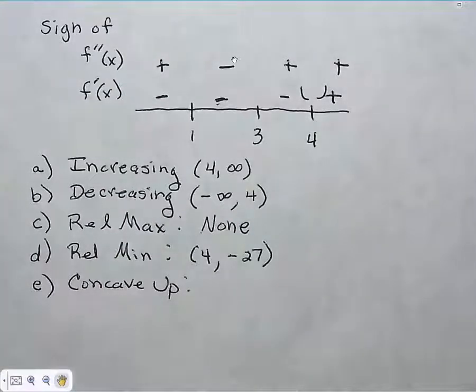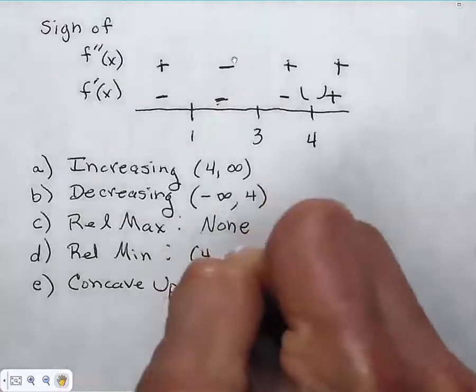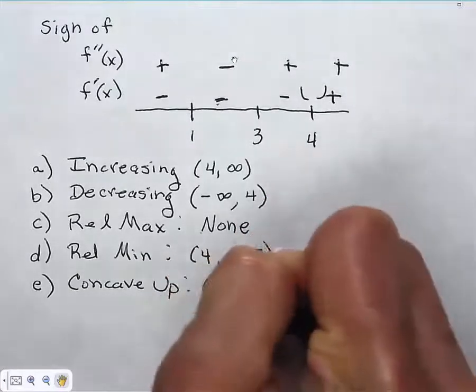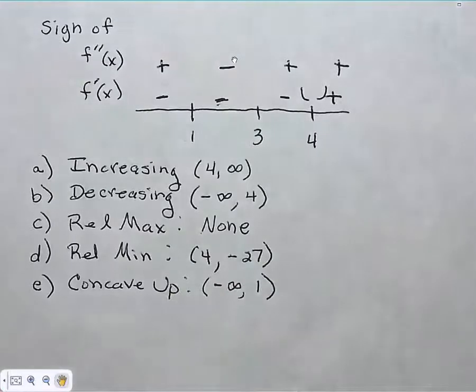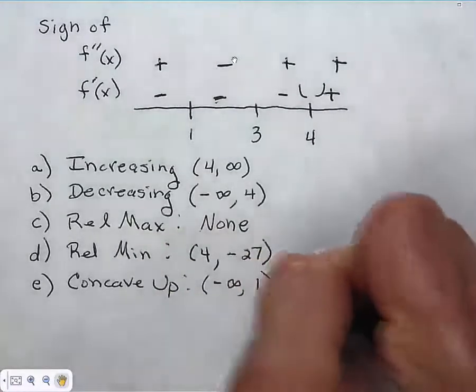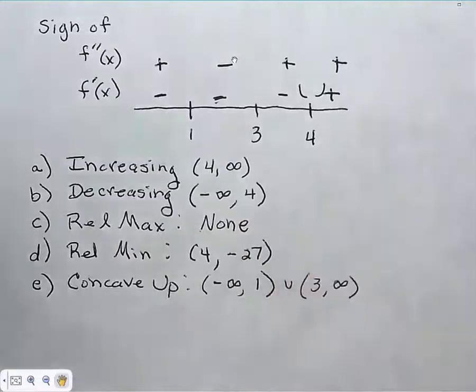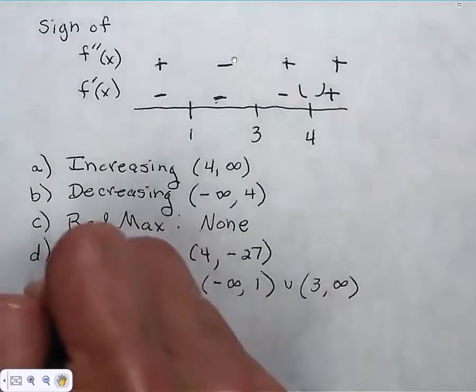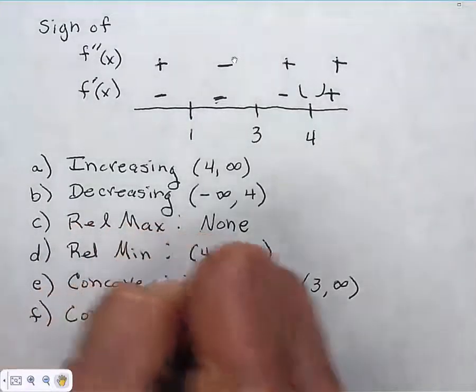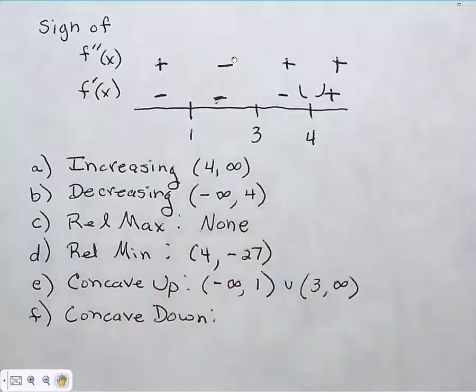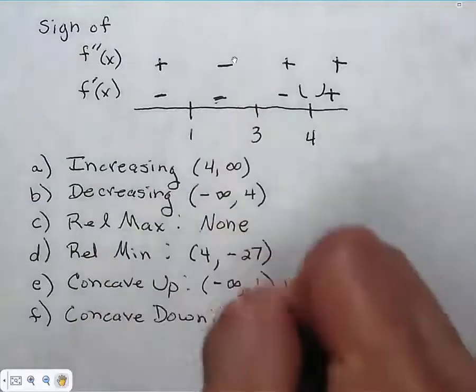All right, E part, where is the function concave up? What derivative should I be looking at? Second derivative, and specifically where the second derivative is positive. So it's concave up from negative infinity up to 1. And then it's positive again from 3 to infinity. Where's the function concave down? Where the second derivative is negative, and that's just 1 to 3.